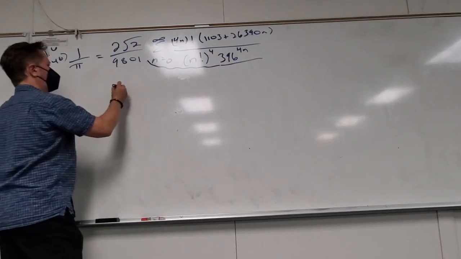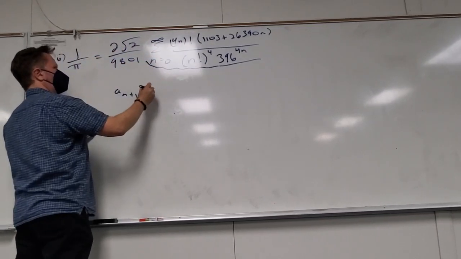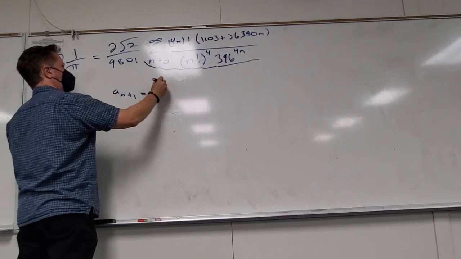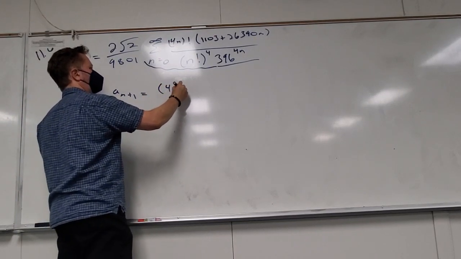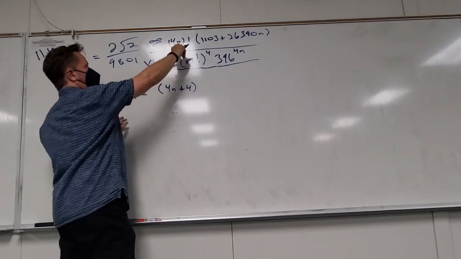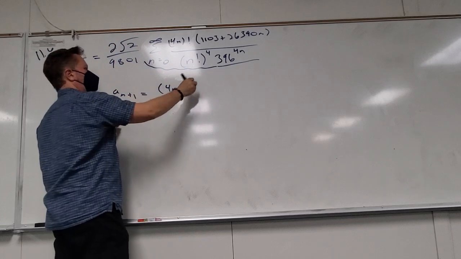So what would a(n plus 1) look like? And again, don't worry about him. He's not inside. 4n plus 1? No? 4n plus 4, right? So it'll be 4 times n plus 1. In parentheses, it'll be 4n plus 4.